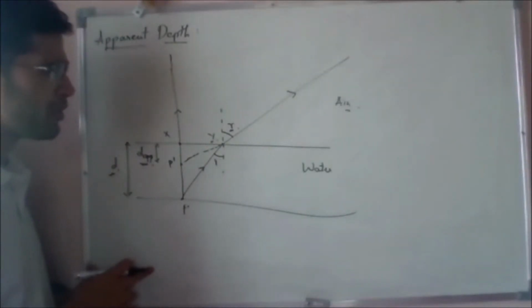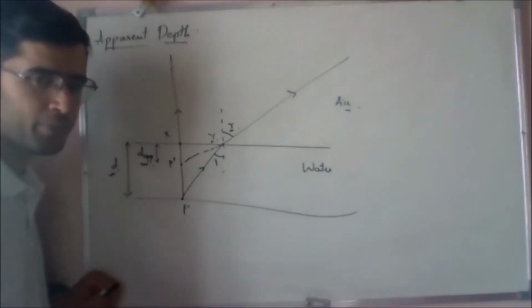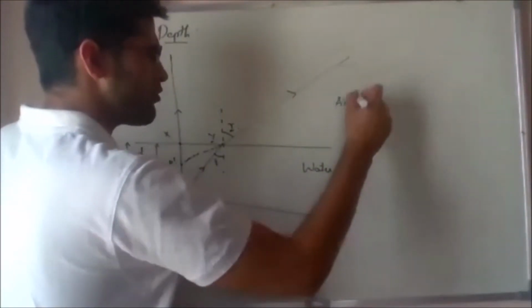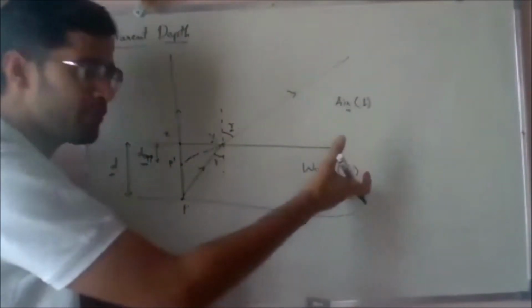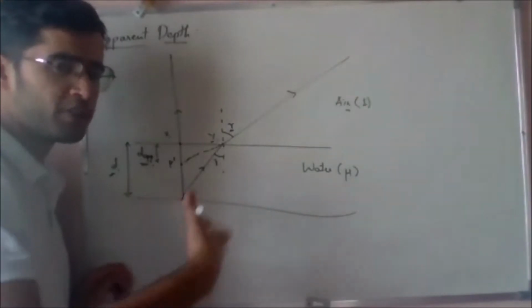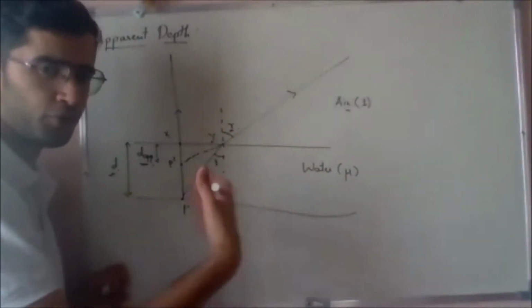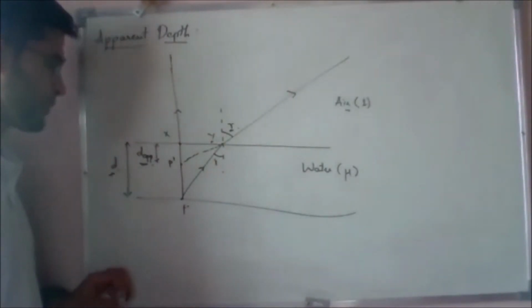Now what we'll be trying to do is derive a formula for the relation between the real depth and apparent depth. So let the refractive index of water be mu. Let the refractive index of air be 1. I'm doing it for the case of water and air, but you should also be able to derive it for other cases, like if this is mu1 and this is mu2. From this derivation, you should also be able to derive it for other cases as well.